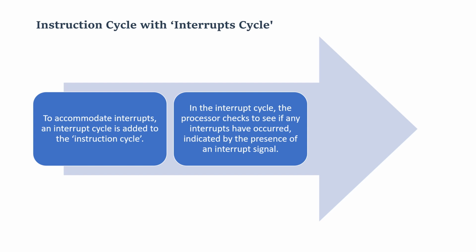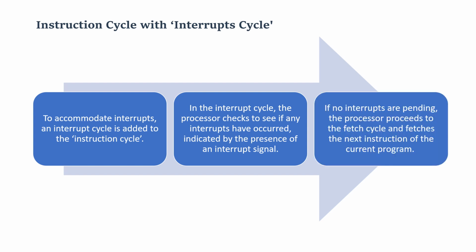In the interrupt cycle, the processor checks to see if any interrupt has occurred, indicated by the presence of an interrupt signal. If no interrupts are pending, the processor proceeds to the fetch cycle and fetches the next instruction of the current program.